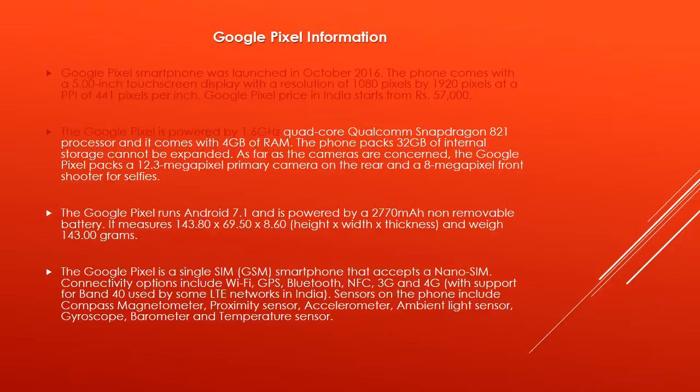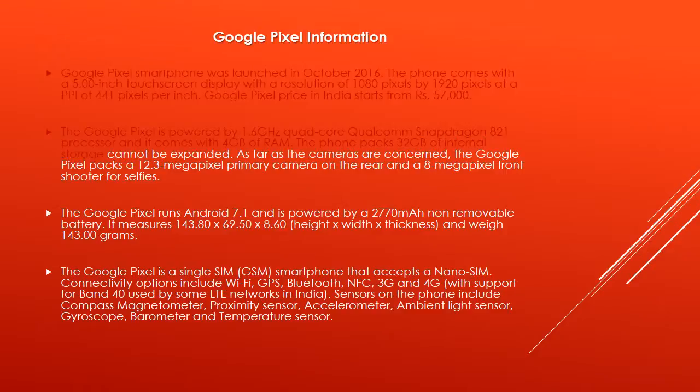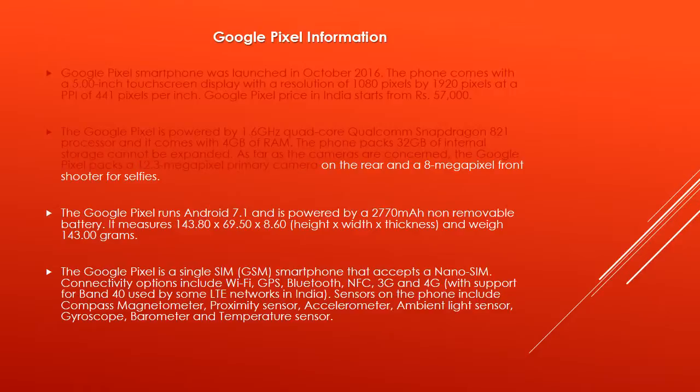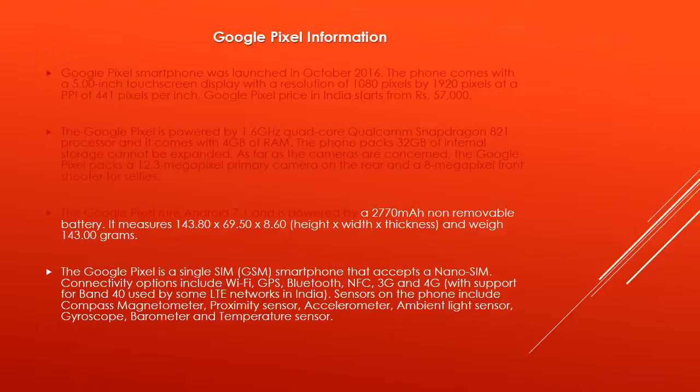The Google Pixel is powered by 1.6 GHz quad-core Qualcomm Snapdragon 821 processor and it comes with 4GB of RAM. The phone packs 32GB of internal storage that cannot be expanded. As far as the cameras are concerned, the Google Pixel packs a 12.3-megapixel primary camera on the rear and an 8-megapixel front shooter for selfies. The Google Pixel runs Android 7.1 and is powered by a 2770mAh non-removable battery.